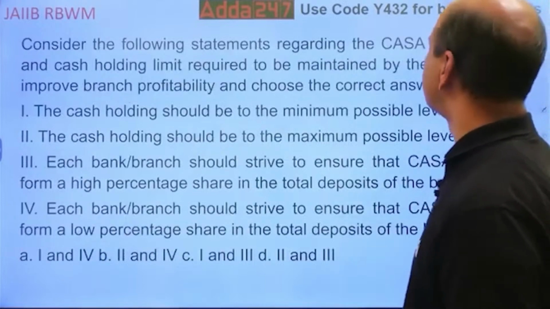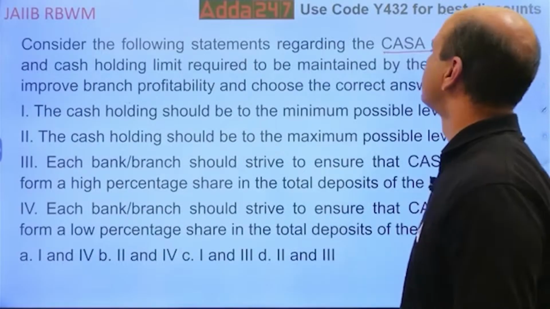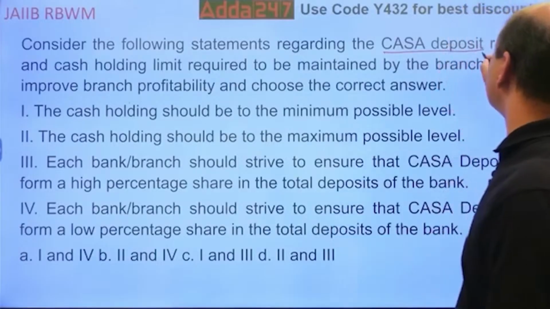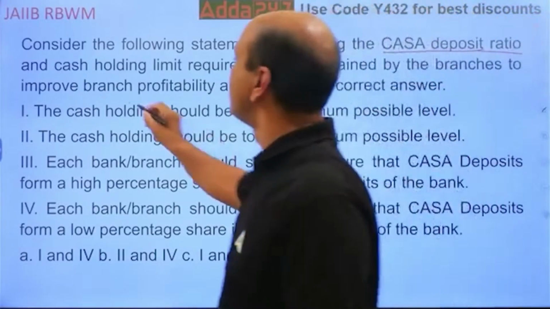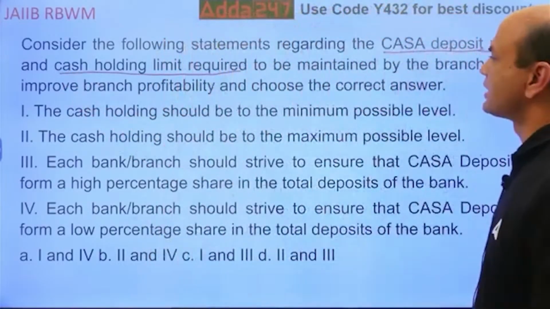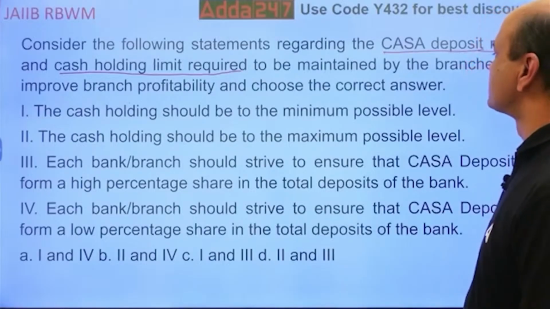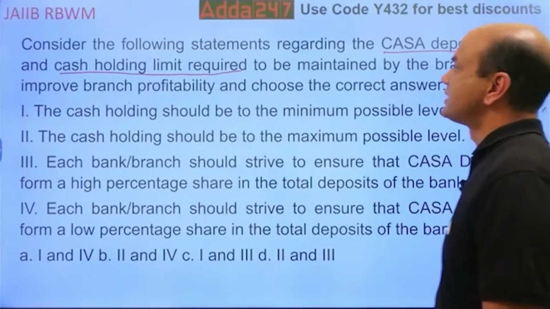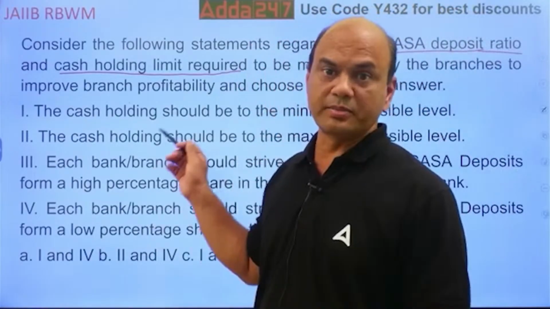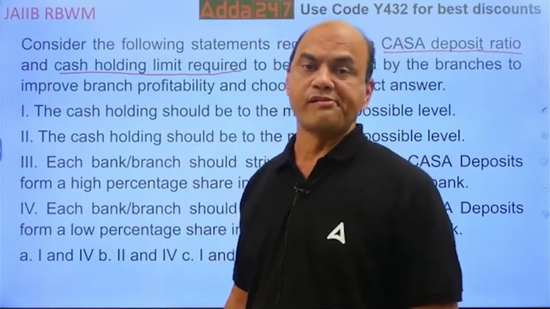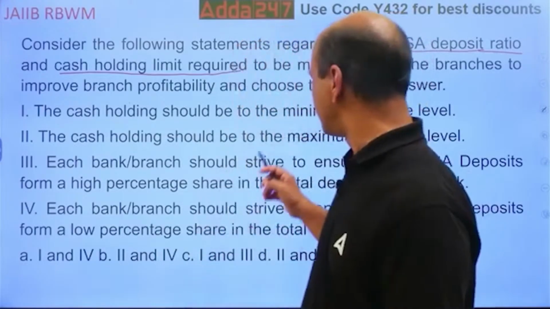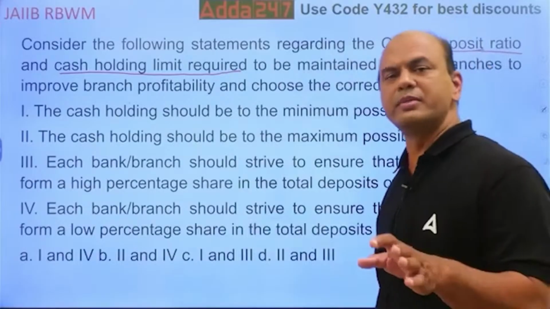Consider the following statements regarding CASA deposit ratio and cash holding limit required to be maintained by the branches to improve the branch profitability, and choose the correct answer. So consider these statements regarding CASA deposit and cash holding. Now, CASA deposit, kindly note. One thing I'll make very clear over here. It's not mentioned, but I'll mention a few figures.